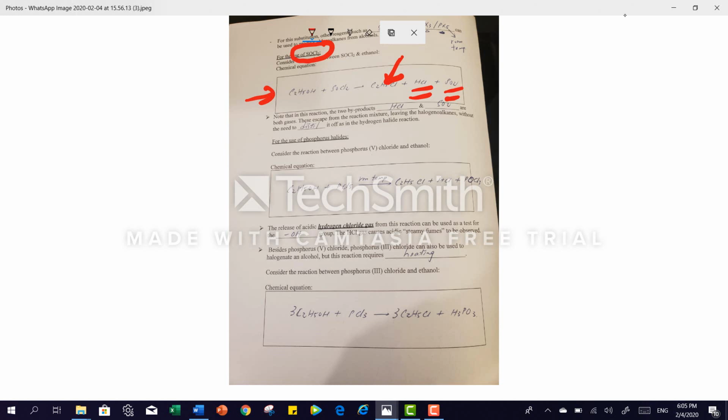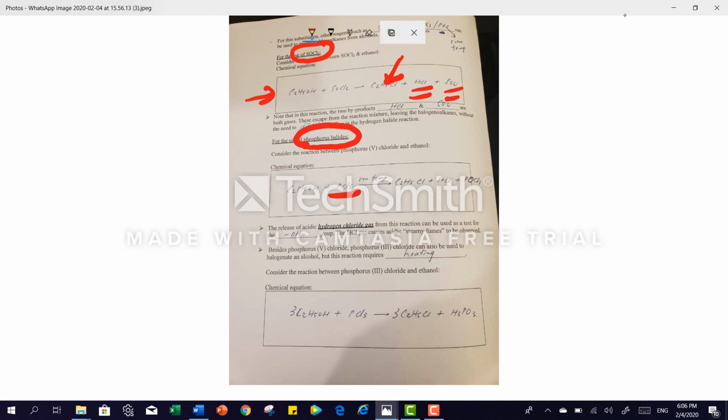Now in the exam, I have to remind you again, when the question asks you to state all the products, of course you have to include HCl and SO2 as well. But when the question asks you, for example, to name the organic product or to come up with the chemical formula of the organic product, then only chloroethane here is included, okay?